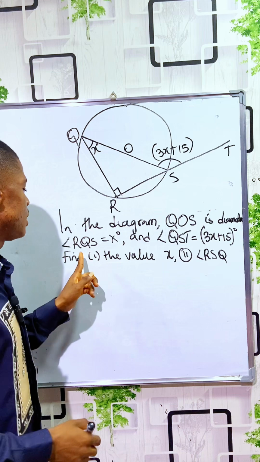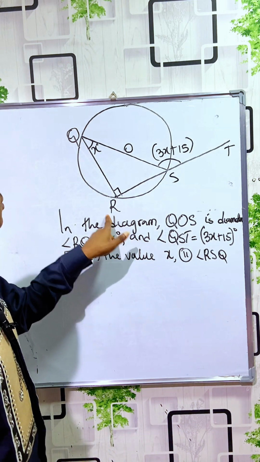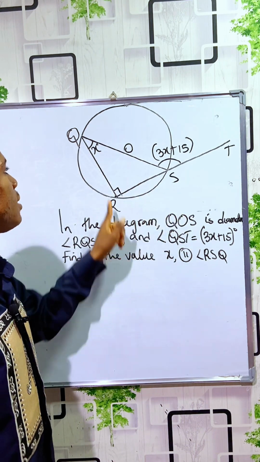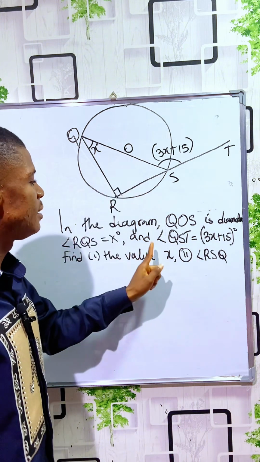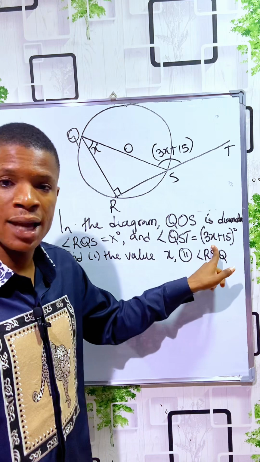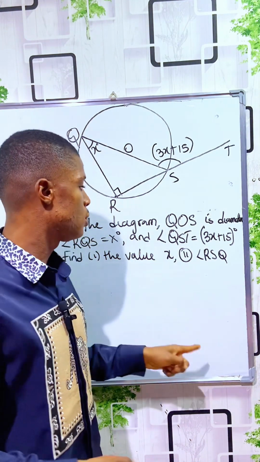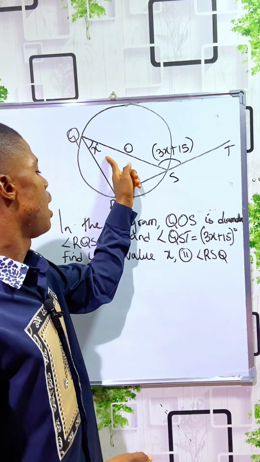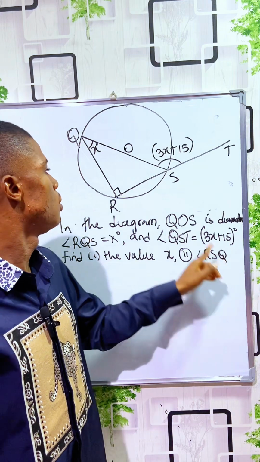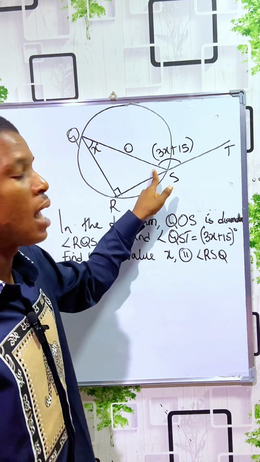So the next one is that they told us the angle at Q, that is angle RQS, is x. And angle QST, that is this angle, is 3x plus 15. The first question we are told to attend to is to find x. And we are also told to find the angle RSQ. This is RSQ, that is the angle here.